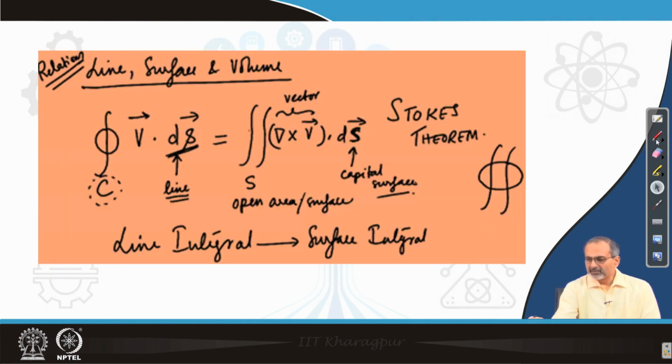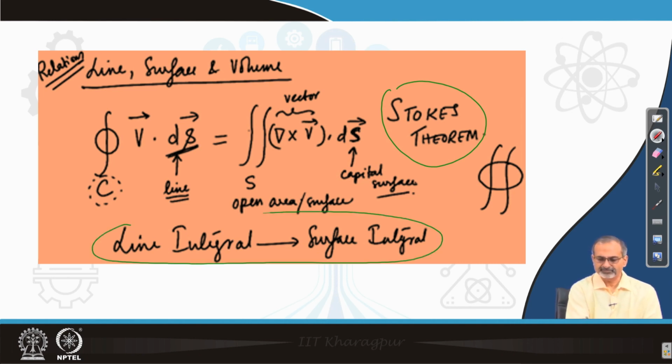We are interested very much in finding relations between line, surface and volume integrals. This is one of those very important theorems which gives a connection between line integral and surface integral. Here you are basically performing a line integral along a closed curve, and you are trying to correlate it with a surface integral over an open area or open surface.